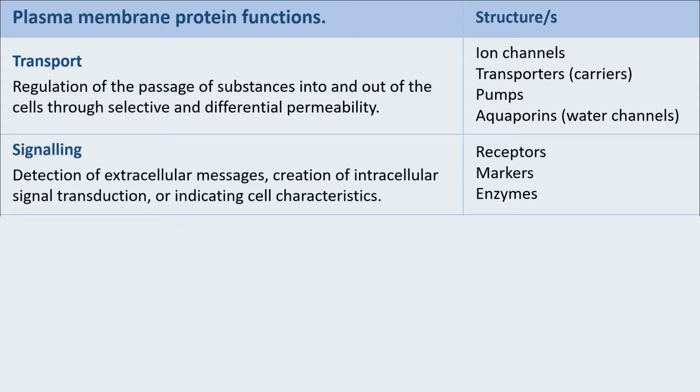Signaling is another main function of those plasma membrane proteins. Here we're talking about detecting extracellular messages or creating intracellular messages as a result of something binding extracellularly, or indicating cell characteristics. So here our structures might be receptors, markers, or even enzymes involved in signaling.